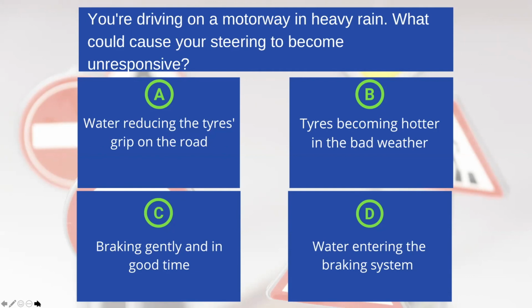So would you get rid of B, tyres becoming hotter in the bad weather? Are the tyres going to become hotter in heavy rain? So we'll get rid of that one. And we'll get rid of C, braking gently and in good time. That is not going to cause your steering to become unresponsive. That's what you should be doing. So we're left with A and D. And the answer here is going to be A. Your steering could become unresponsive because of water reducing the tyre's grip on the roads.